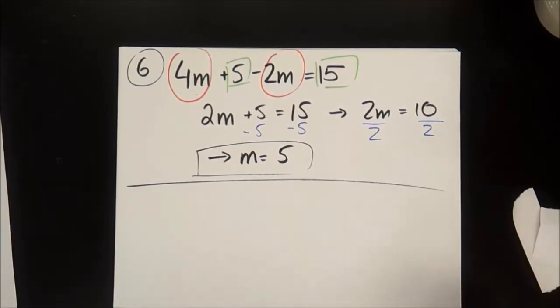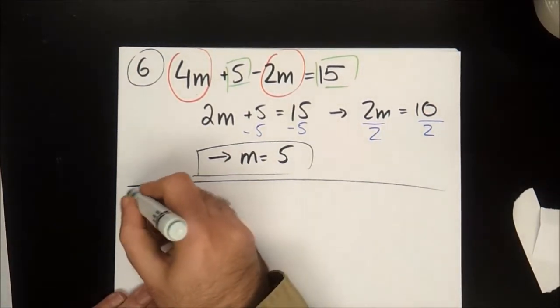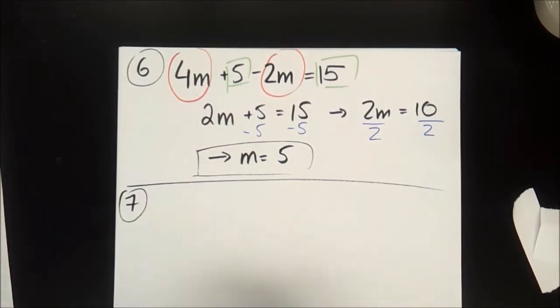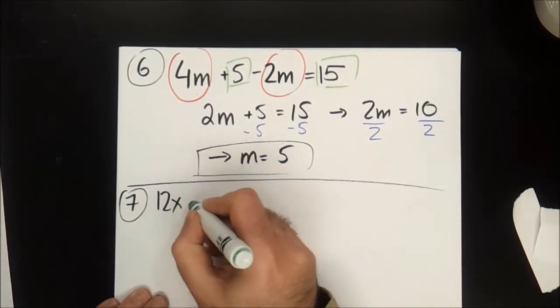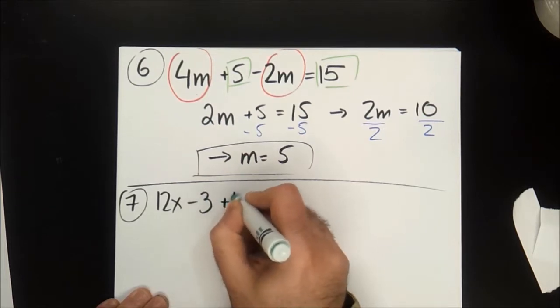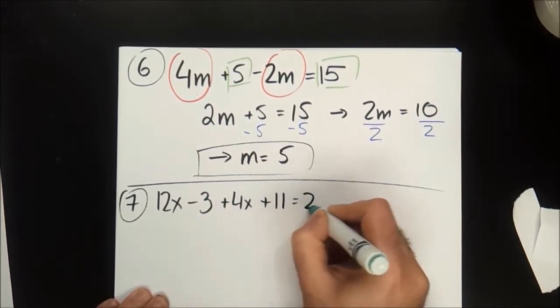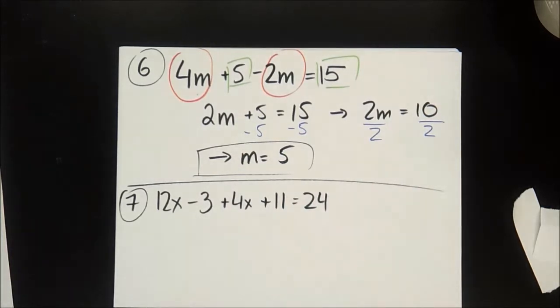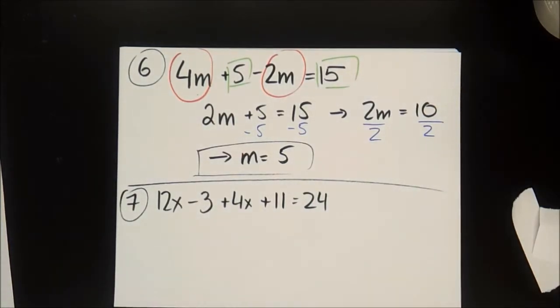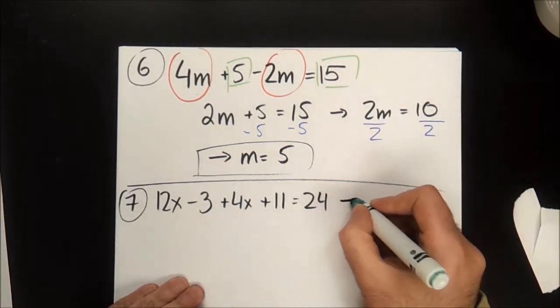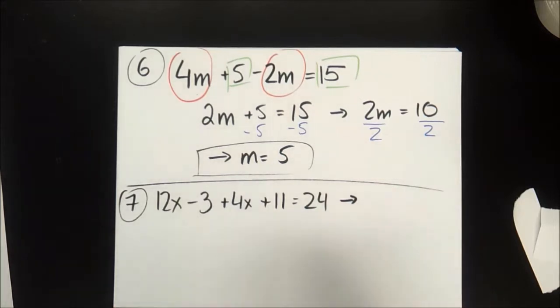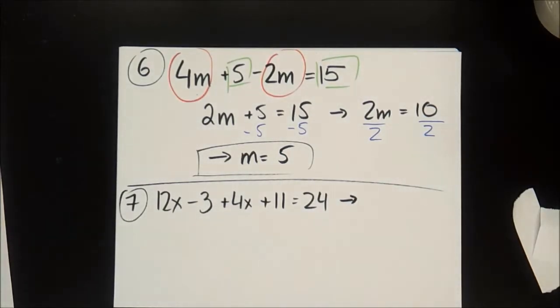Number 7 is next. Alrighty. So number 7, we have 12x minus 3 plus 4x plus 11 equals 24. Works out the same way as number 6 did. It's a two-step equation. No, it's a multi-step equation. And the first thing that we need to do is combine our like terms, because we can't solve for x until we have just one x to solve for.